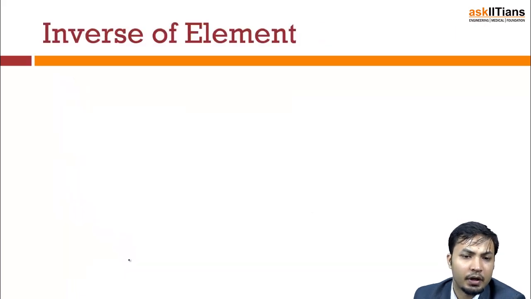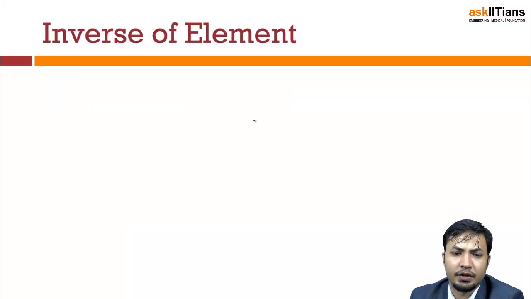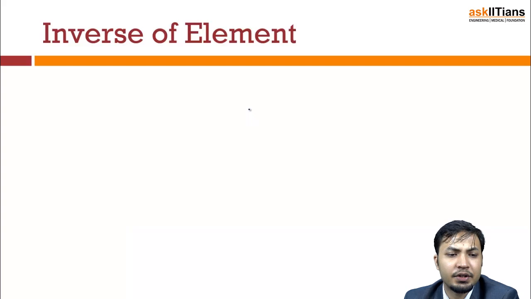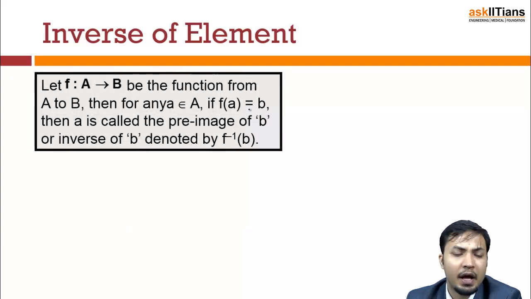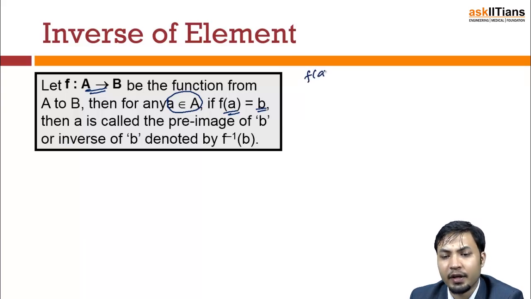Okay, now let's come to the inverse of a function. What does that basically mean? If I have a function f from A to B, then for any a belonging to A, if f of a is equal to b, then a is said to be the pre-image of b. Okay. Now, if I have f of a equals b, what does this signify?